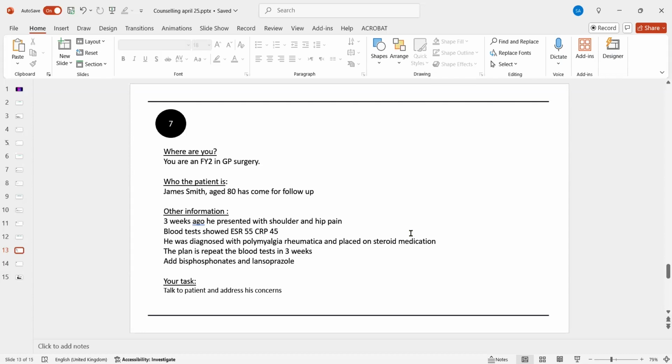I didn't complete the task, as it's mentioned here that we need to add some treatment to that patient. What happened? So you are FY2 in the GP surgery. James Smith, aged 80, has come for follow-up. Other information: 3 weeks ago, he presented with shoulder pain and hip pain.